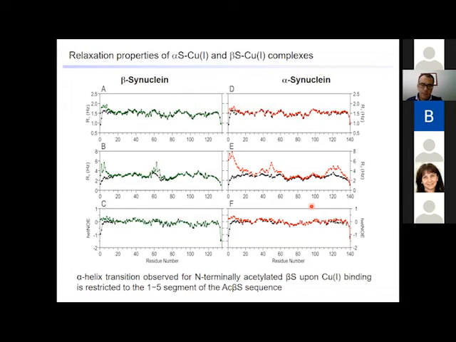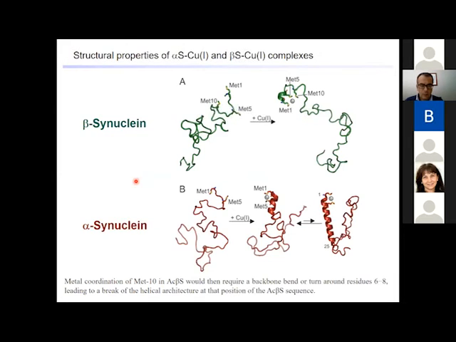So we then explored if this interaction could give rise to a conformational transition like the one found in alpha-synuclein. To our surprise, we found that there is no important transition in the case of beta-synuclein. In this case, the only change was restricted to the first 5 amino acids in the sequence.